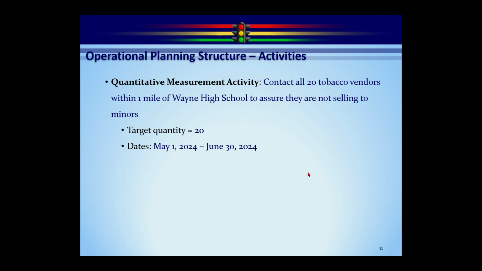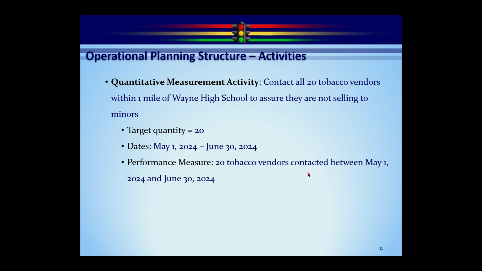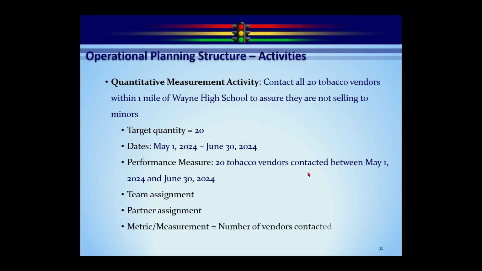In this case, we have a beginning and ending date, just like we did in a project-based activity. Our performance metric will be created for you. And so it's going to say 20 tobacco vendors contacted between May 1 and June 30th. So that's how we know we've completed the activity. And then again, team and partner assignments. And as you can imagine, our measurement is real simple. How many vendors did we contact? So those are the three types of activities.